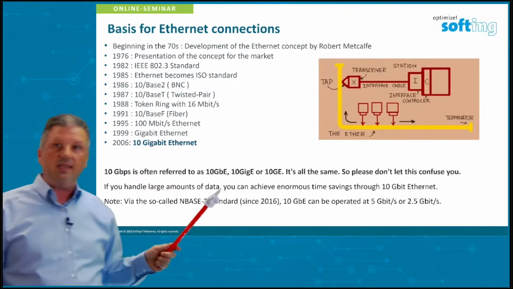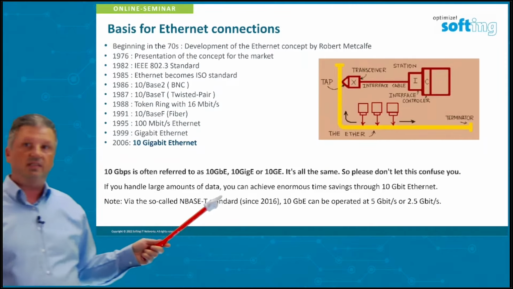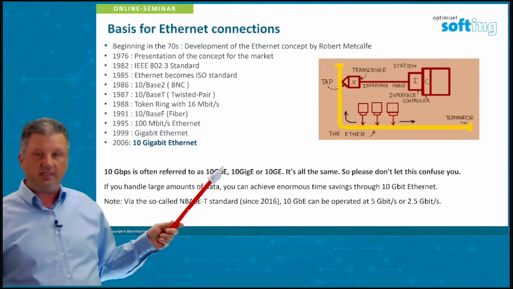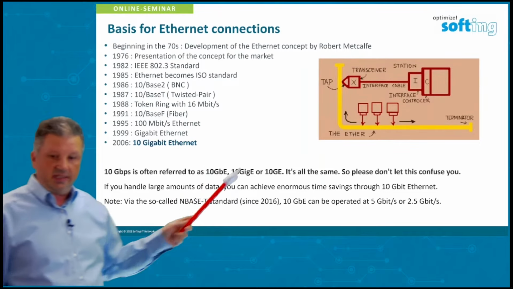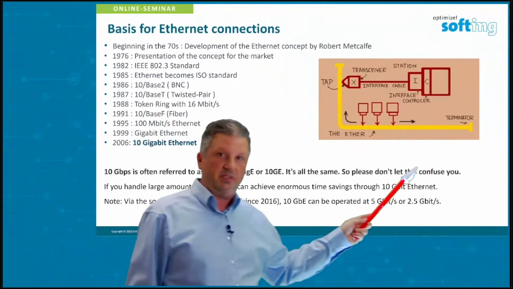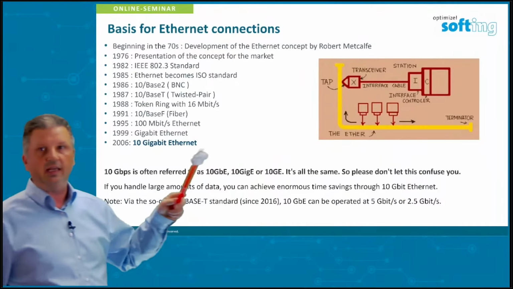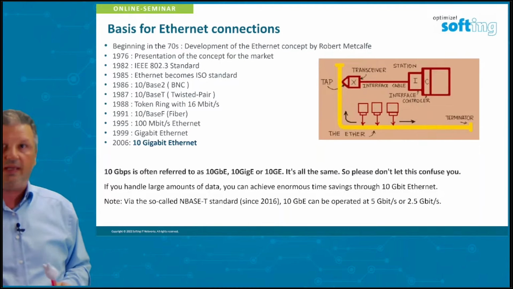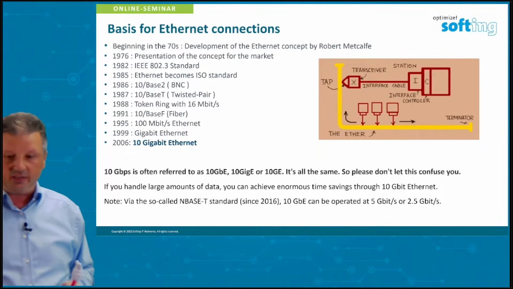One of the last updates on the standards was in 2016, the 10GBASE-T standard, which also includes 2.5 and 5 gigabit per second measurements. So this is really a high range of new applications and testing scenarios.